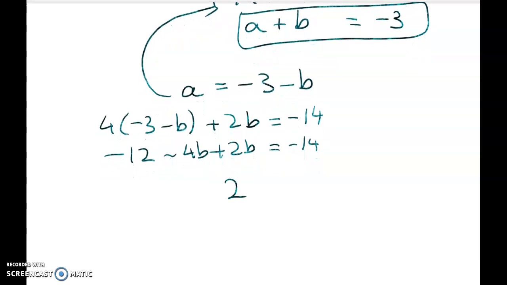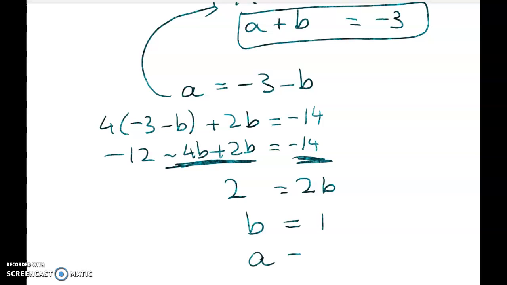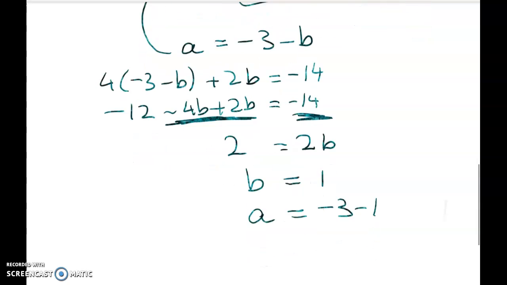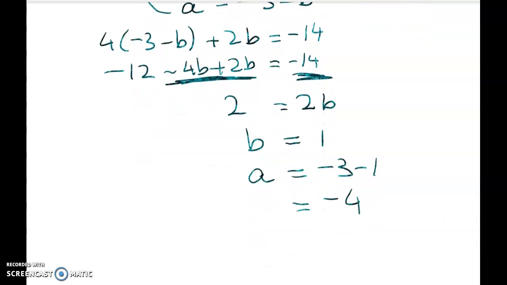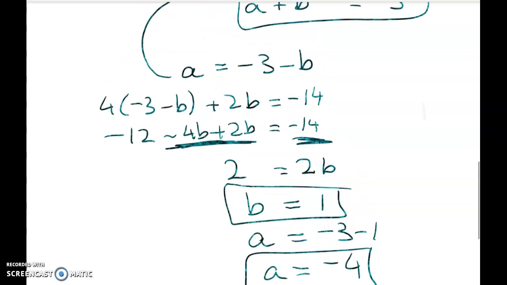Let's see, so we end up with 2, adding that to both sides, is equal to, this is -2b, so 2 equals 2b, and b is equal to 1, giving me, at last, a is equal to -3 minus 1, which is -4. Now, just to be a pain, I'm going to now do that by elimination, and we'll just have a look at what's better.